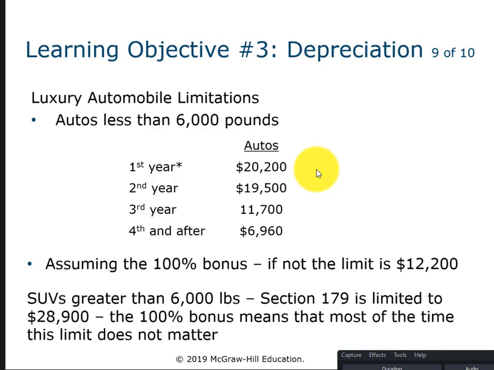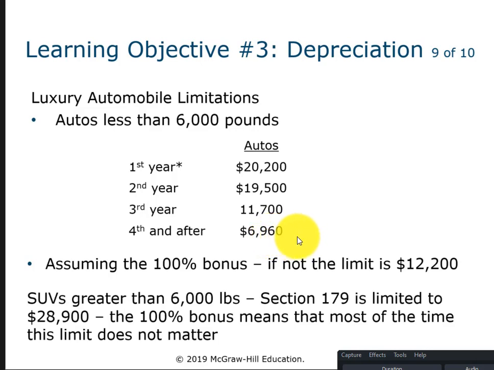Your depreciation deduction could be very high using the normal regular depreciation, or very high if you use bonus, because you could depreciate the whole thing in the first year. Well, we said, no. We want a limit on that. If you're buying regular vehicles less than 6,000 pounds, the most depreciation in a year you can do is $20,200. That's if you use bonus. And if you don't use bonus, it's only $12,200. The second year is $19,500, third year is $11,700, and then fourth year and after it's $69,600.